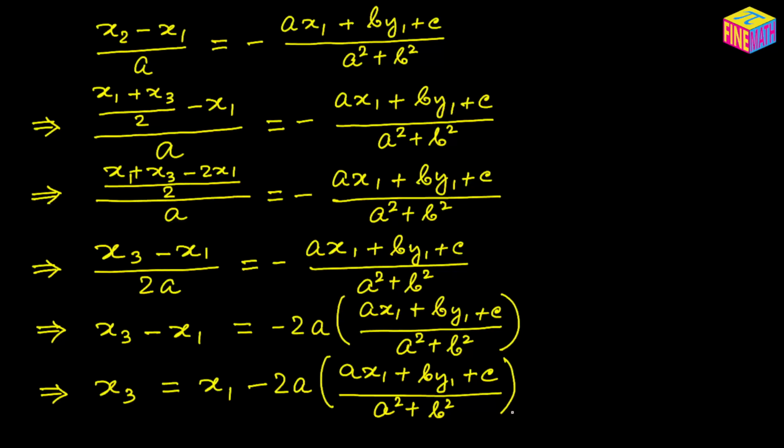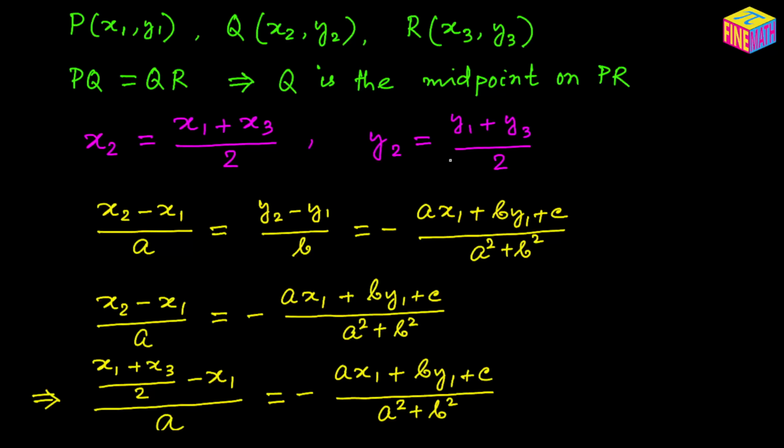So we have found the value of x sub 3, and similarly we are going to find the value of y sub 3. Now y sub 2 is equal to y sub 1 plus y sub 3 over 2, and then we are going to use that value of y sub 2 in this equation right here. Let me highlight here. So I am going to take this part of the equation, and we are going to substitute the value of y sub 2 that we have found over here. So now let's try to solve for y sub 3 then.